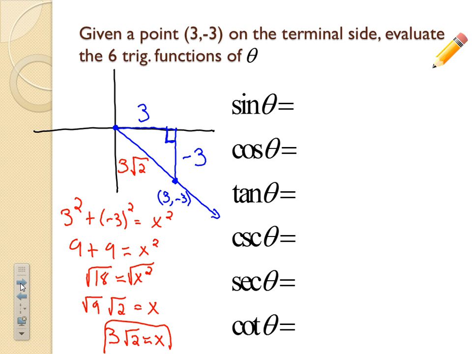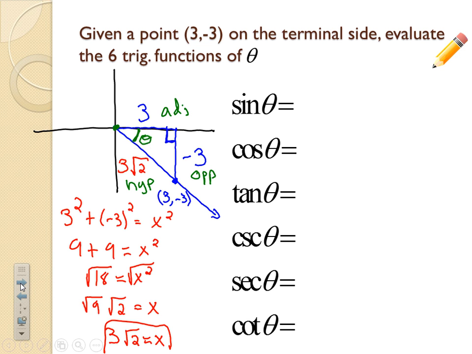Now before we start labeling it, we have to have that reference angle. Remember, always at the origin, here's my reference angle. In this case, we're calling it theta. So from here we have opposite, adjacent, and hypotenuse. Now we can go fill out our 6 trig functions.